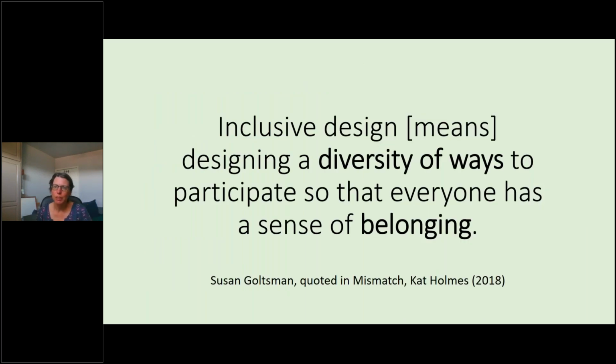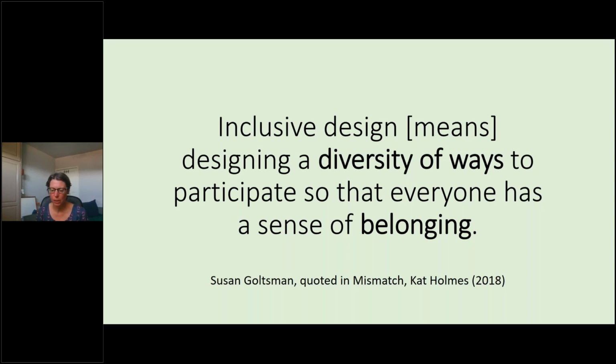And I've been reading quite a lot around inclusive design. Lovely book here called Mismatch by Kat Holmes, which looks at basically disability as a mismatch between our interactions with the world around us. And it's not that one person is disabled, it's just that the world around them isn't designed for them at the moment. And by designing a diversity of ways to participate, whether that's in products or websites or in the classroom in the way of learning, that helps everyone have a sense of belonging.